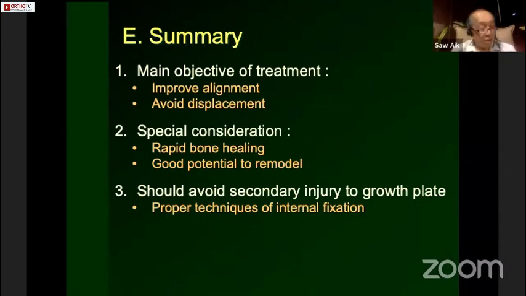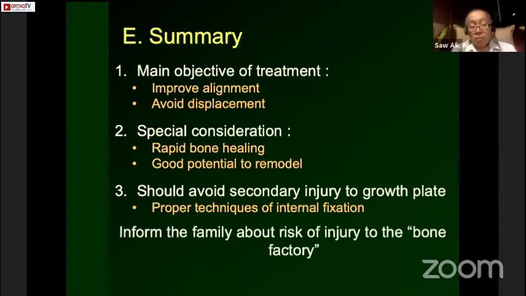So if there is any take-home message, before you discharge a patient or put them on long-term follow-up, we have to inform the family about the risk of injury to the bone factory, which may not be obvious until months or years after an initially good outcome.